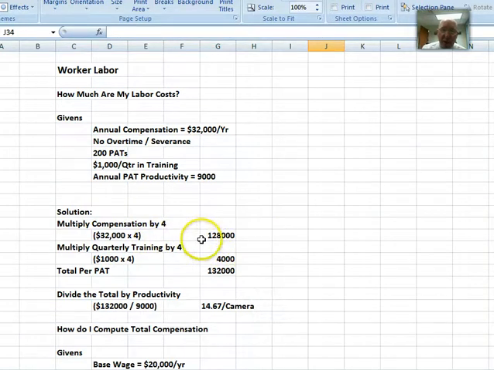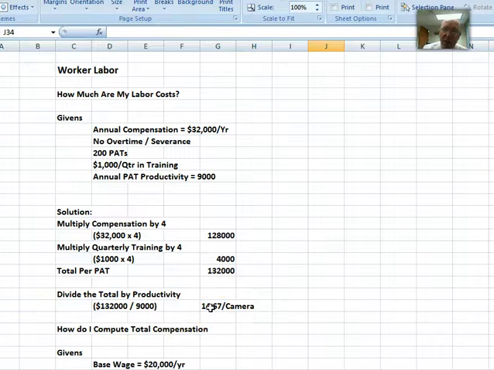That comes up with $128,000. Don't forget the investment in training, so that's 1,000 times 4, $4,000. Sum them, and that's $132,000. Now I determine what my labor costs per camera are. Given that my annual labor costs per PAT are $132,000, and that PAT produces 9,000 cameras annually, my labor costs are $14.67 per camera.